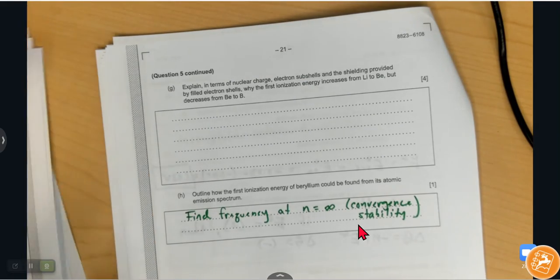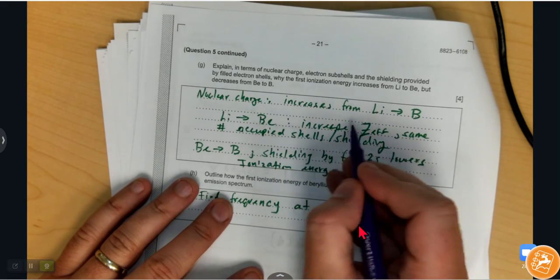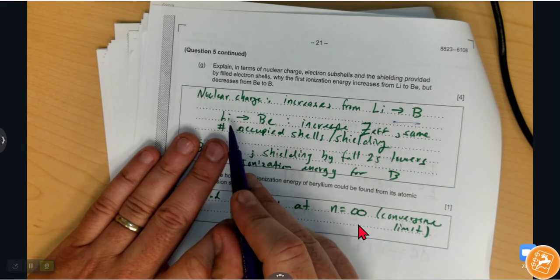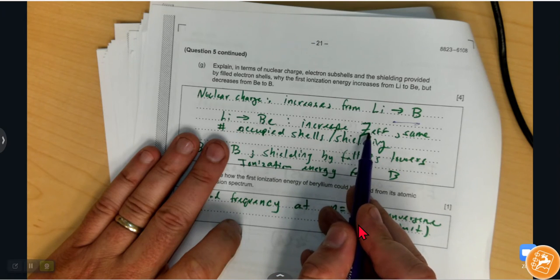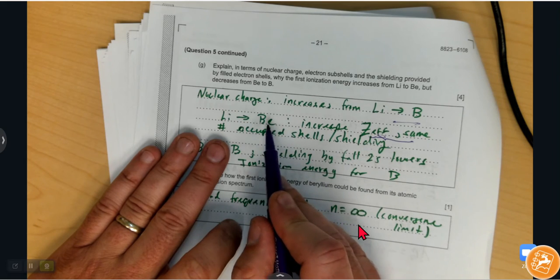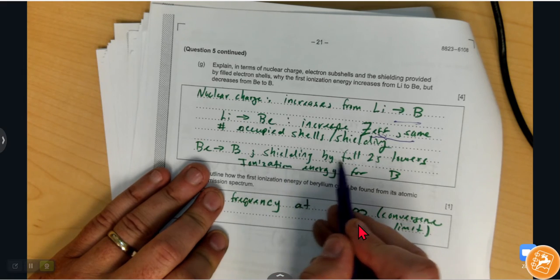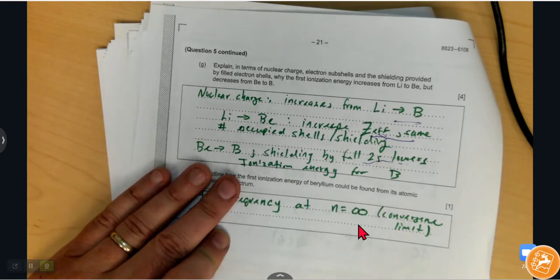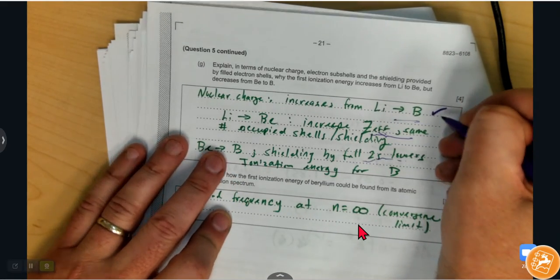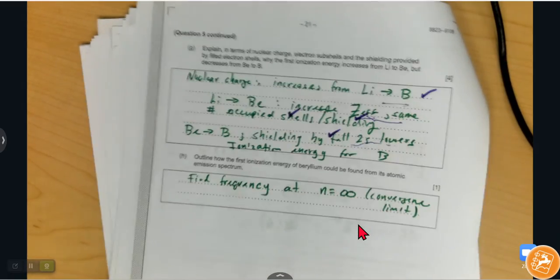To save time, I'm just going to show you what I wrote up here. The nuclear charge increases as you go from lithium to beryllium to boron. For lithium to beryllium, you have an increase in the effective nuclear charge, same number of occupied shells, and the same shielding, which is why it's harder to remove the electron from beryllium. But from beryllium to boron, you get shielding from that full 2s sublevel, which lowers the ionization energy for boron. I guess I said that: same shells, same shielding by the 2s. I may have gotten 4, but we'll see.